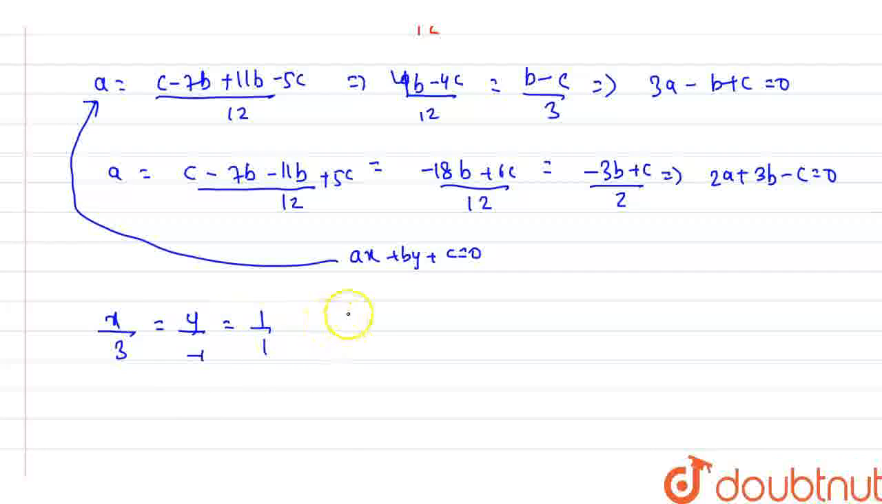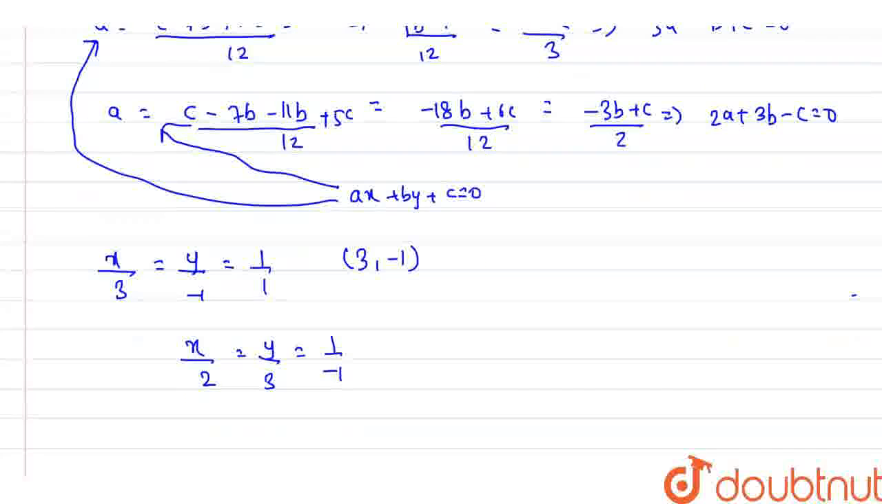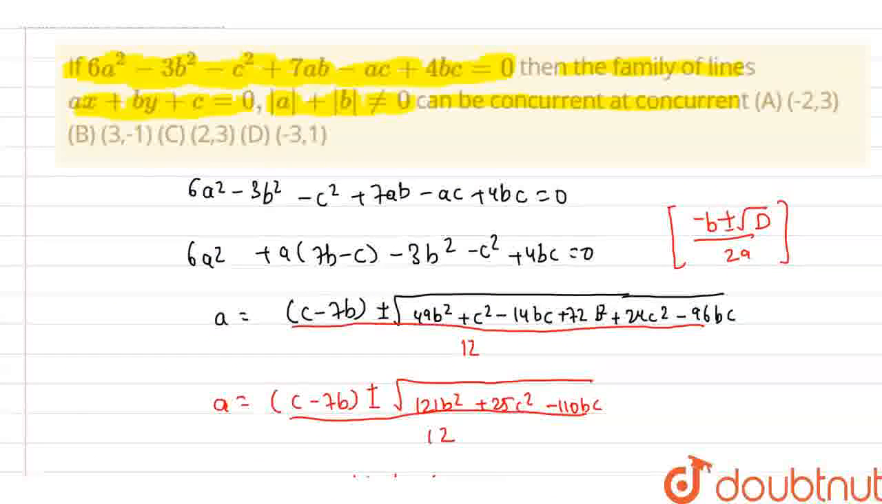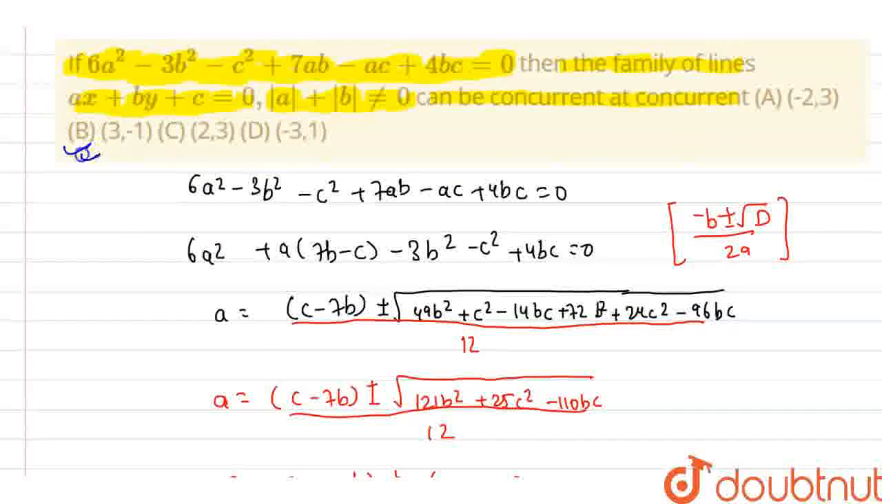So the point here is (3, −1). And if we use the same approach on the second equation, it becomes x/2 = y/3 = 1/(−1). So from here the point is (−2, −3). So we have two points, (3, −1) and (−2, −3). If we see our options here, the points (3, −1) and (−2, −3) are in the option. So option B is our final answer.